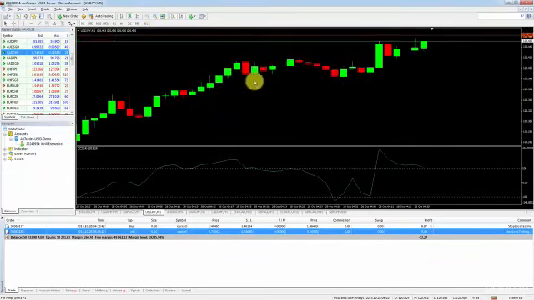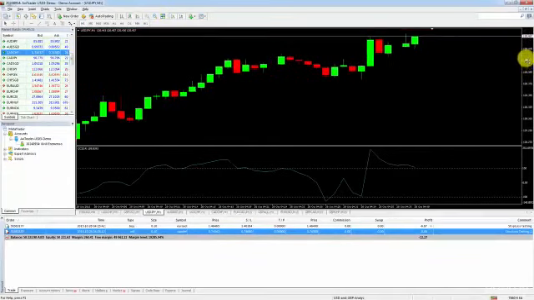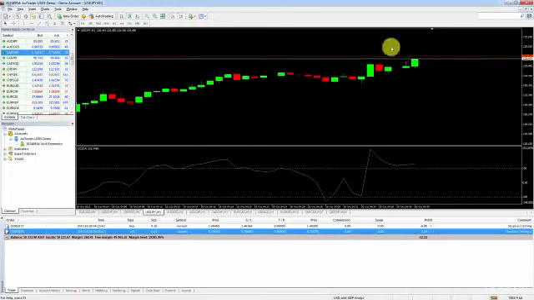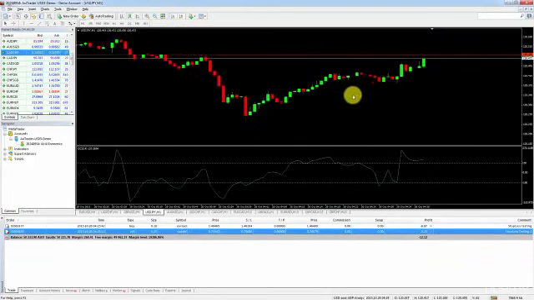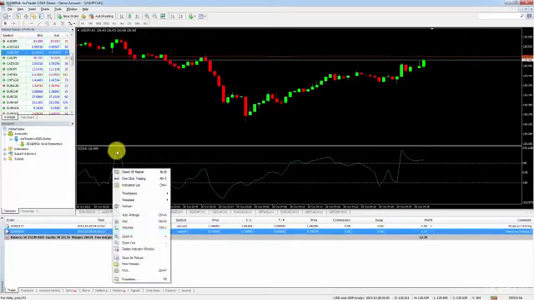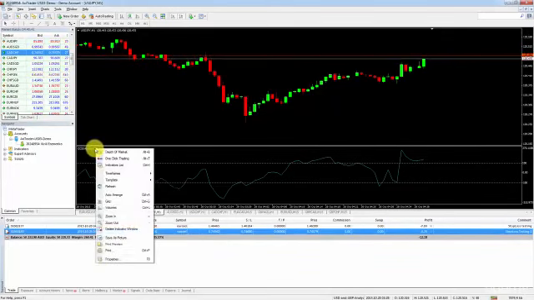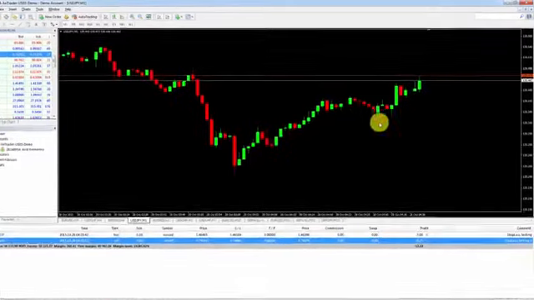Let's zoom in and maybe squeeze this down a bit. Actually, let's just zoom out. Yeah, that'll be fine. So there's our chart. Maybe let's get rid of this indicator. All you have to do is right click somewhere on the indicator and say delete indicator window.